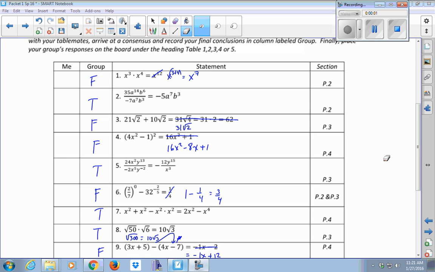So I look around at the boards for each table, and it appears that there doesn't seem to be any controversy on the first two. Everybody has false and true, but there is a problem with number 3. One group said true, and 3 other groups said false. So let's take a look at number 3.